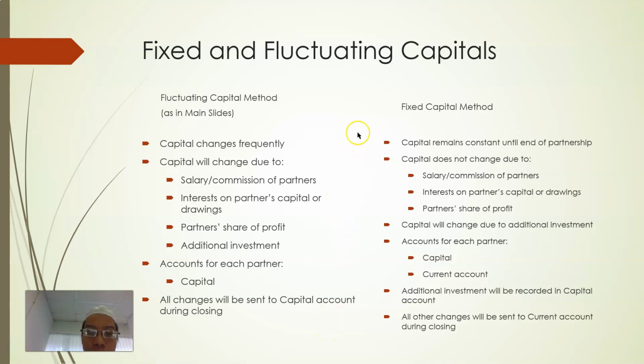What I have discussed in the previous online lesson is the left side, which is the fluctuating capital method. But what I'm introducing today is the fixed capital method, which in practice will create 2 accounts, one capital account and the other the current account, and only additional investment will be affecting the capital account, whereas the other 3, the salary, interest, and share of profit, will affect the current account.